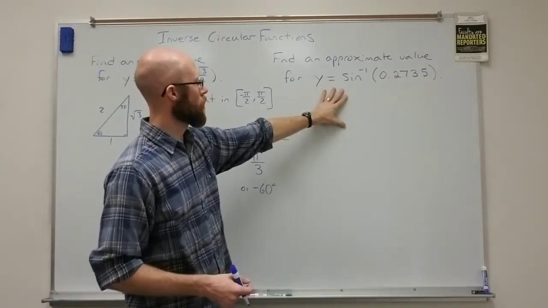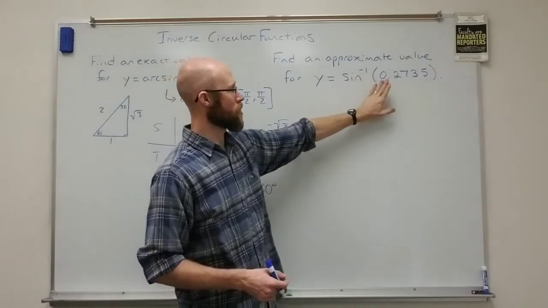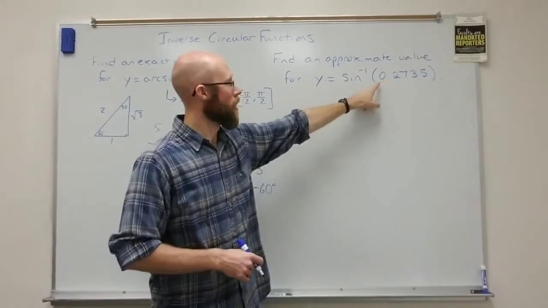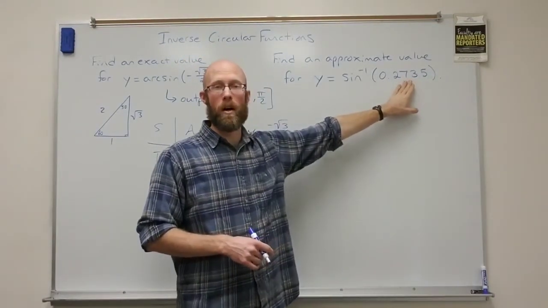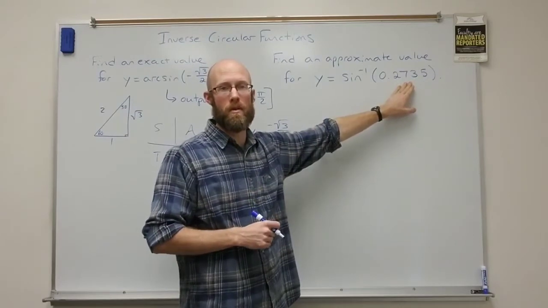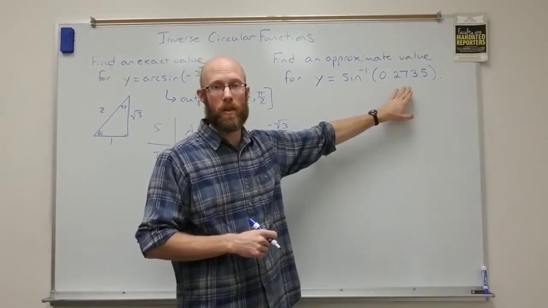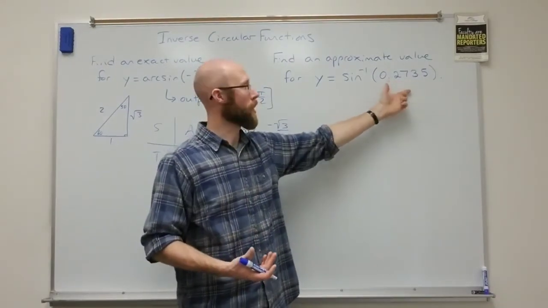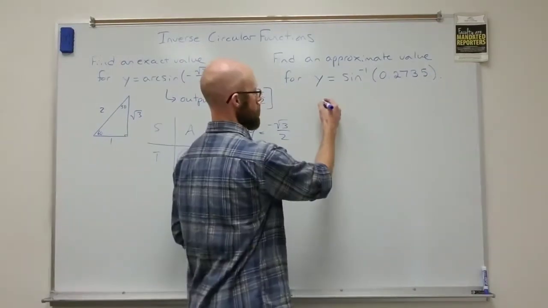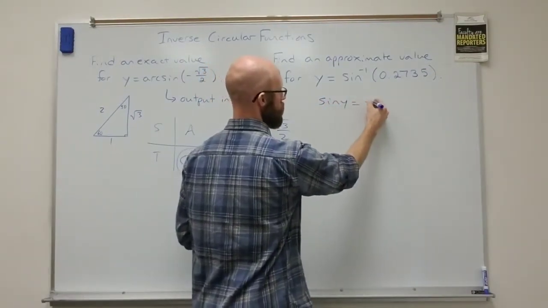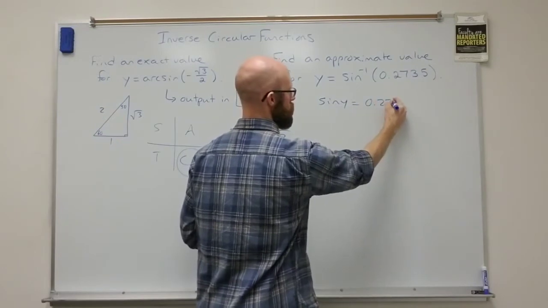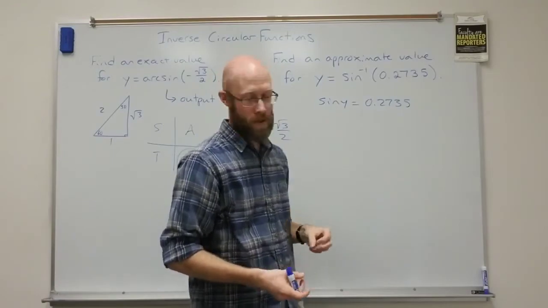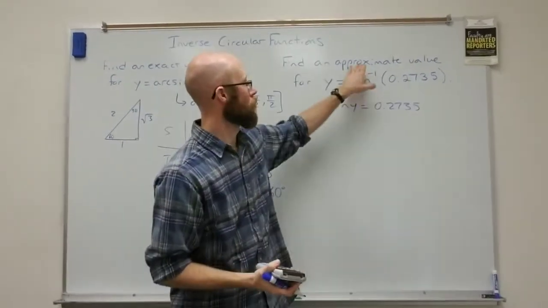For this other problem, let's find an approximate value for y equals inverse sine of 0.2735. Just some random decimal there. This is the ratio of the opposite to hypotenuse on the triangle. So what we're looking for is the angle that gives us that sine value. So it's equivalent to saying sine of y is equal to 0.2735, find the angle. And so the angle there is found using a calculator. It's an approximate value.